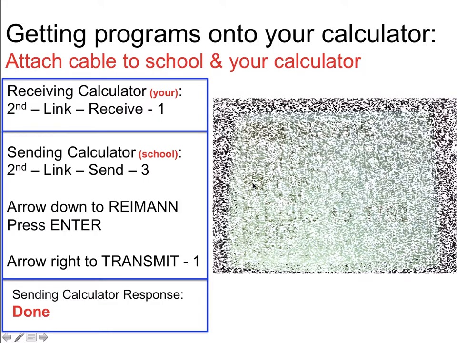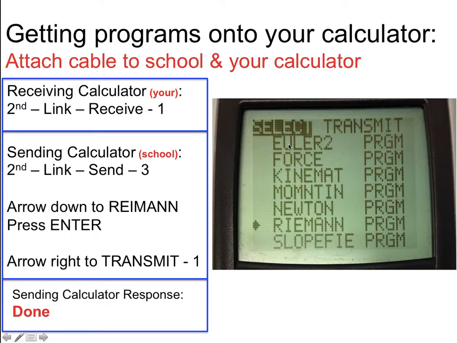When you select option 3, you're going to get a list of programs. It might not look exactly like this list, but it'll have a list of programs. Somewhere in that list, when you arrow down, you're going to see the word Riemann. Keep arrowing down until you see the word Riemann. Once you see it, hit enter on your calculator. That enter is the lower right-hand button.